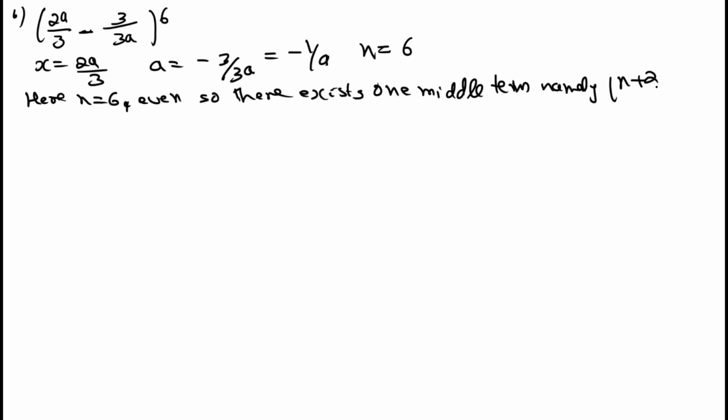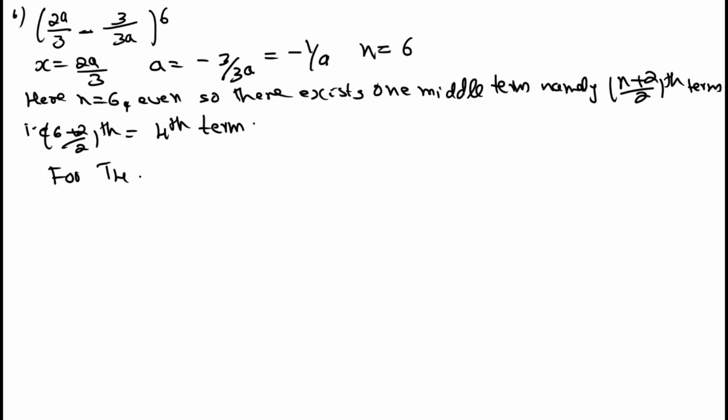It is the (n plus 2) divided by 2th term. That is our observation, right? Index even means one middle term, that is the (n plus 2) by 2th term. What is n plus 2? (6 plus 2) divided by 2 is equal to 8 by 2, which is the 4th term. Okay, now calculate the 4th term. For the 4th term, we know r value equal to 3. So T(r plus 1) equal to nCr into x to the power n minus r into a to the power r.